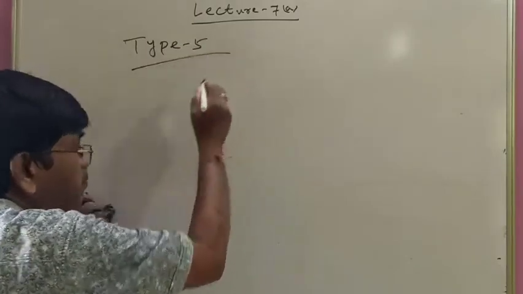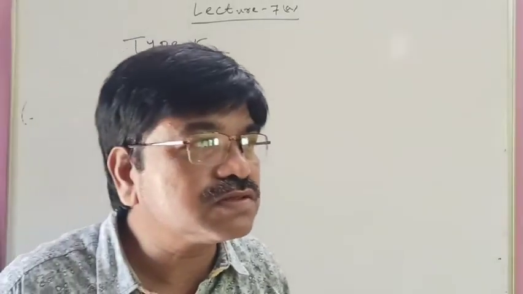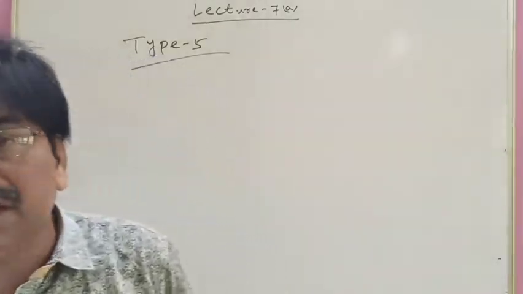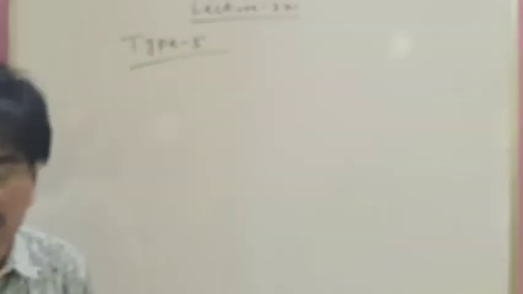So what is type 5? Type 5 is integrals of the product of the powers of sin and cos. Okay. Suppose I say integration of sin^p x into cos^q x. Then how can I do that? Okay. So let us discuss that.